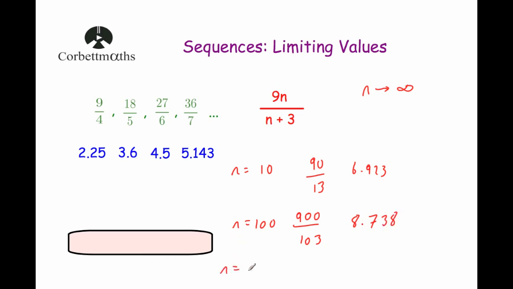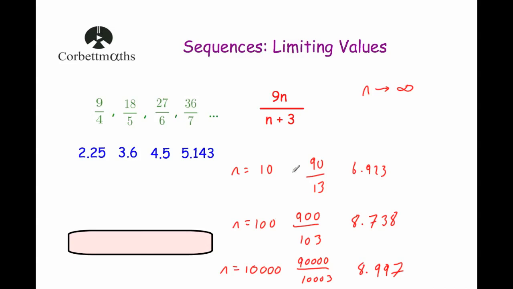If n was equal to 10,000, so choose a much larger number here, we would get 90,000 divided by 10,003. And if we did that, we would get 90,000 divided by 10,003, and the answer is 8.997. Now looking at these answers, I can see that as n tends to infinity, our answer will get closer and closer to 9.